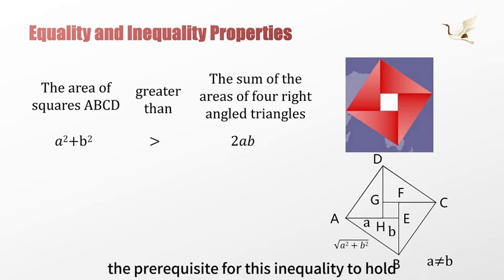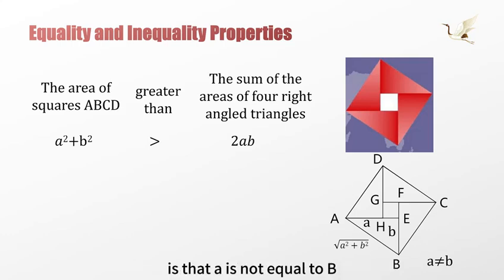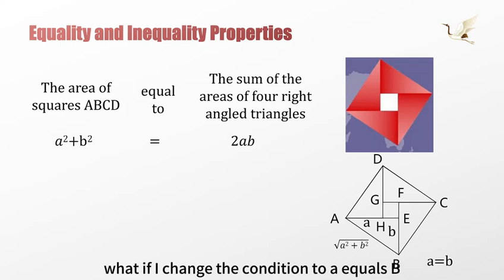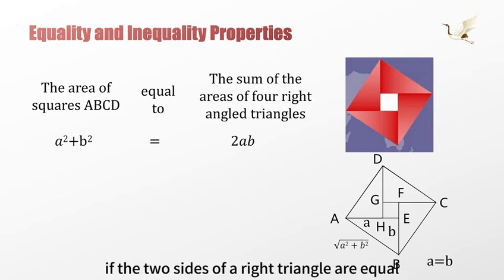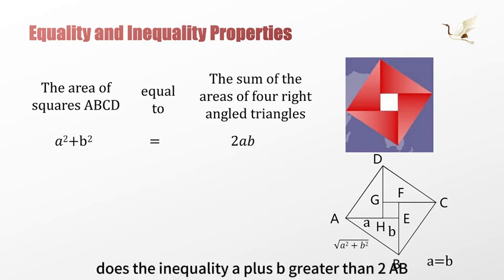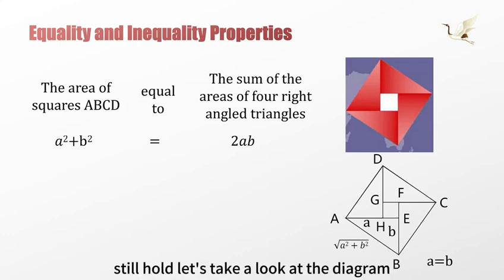We say that the prerequisite for this inequality to hold is that a is not equal to b. What if I change the condition to a equals b? If the two legs of a right triangle are equal, does the inequality a squared plus b squared greater than 2ab still hold? Let's take a look at the diagram.